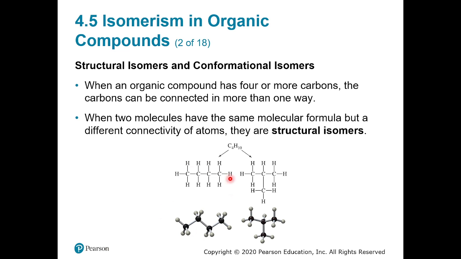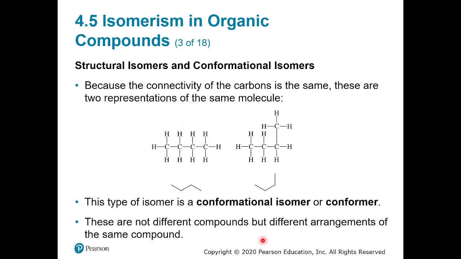All right. And so this right here is just the straight chain alkane. Everybody see that? 4 carbons, one after another, straight chain. This is that branch chain that I was talking about. See here we would have a parent, and then we have a branch coming off, don't we? Okay. All right, so because the connectivity of the carbons is the same, there's 2 representations of the same molecule right here. These are not actually different, are they?